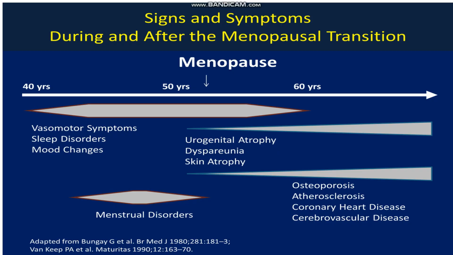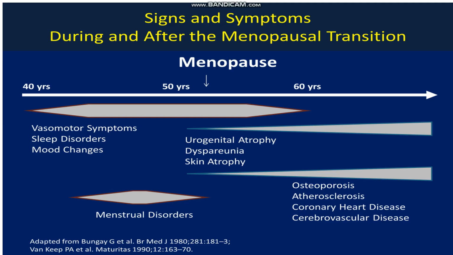Signs and symptoms during and after the menopausal transition. The symptoms and signs usually start after the age of 40s and last till the end of life of the woman. Initially, from 40 to 60 years of age, the vasomotor symptoms are common, and they can arise after the age of 40 and may last till the age of 60. These vasomotor symptoms are hot flashes, sleep disturbances, mood changes, etc. Then the menstrual disorders also occur during these years, that is after 40 years, at 45 to 50 years of age, or even 52 years of age, the women may face problems with the menstrual cycles.